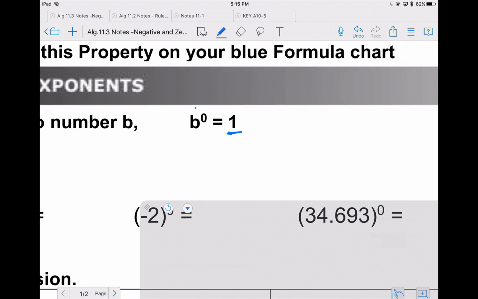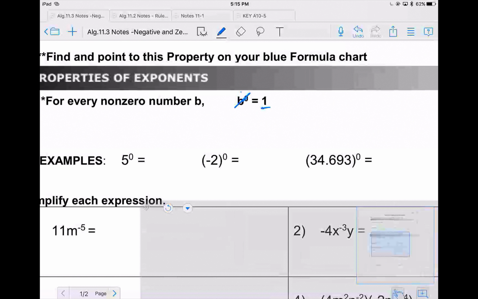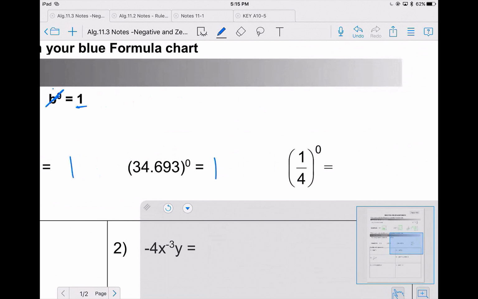There's another cool little rule that anything to the 0 power is 1. So anytime you see a 0, basically it cancels. If that's the only thing you see, it equals 1, or if it cancels, you can just ignore it. So 5 to the 0 is 1. Negative 2 to the 0 is 1. This ugly decimal to the 0 is 1. This fraction to the 0 is 1. So anytime you see anything with a 0, you can cross it out and cancel it out. If it's the only thing left, you have to use a 1 as a placeholder.